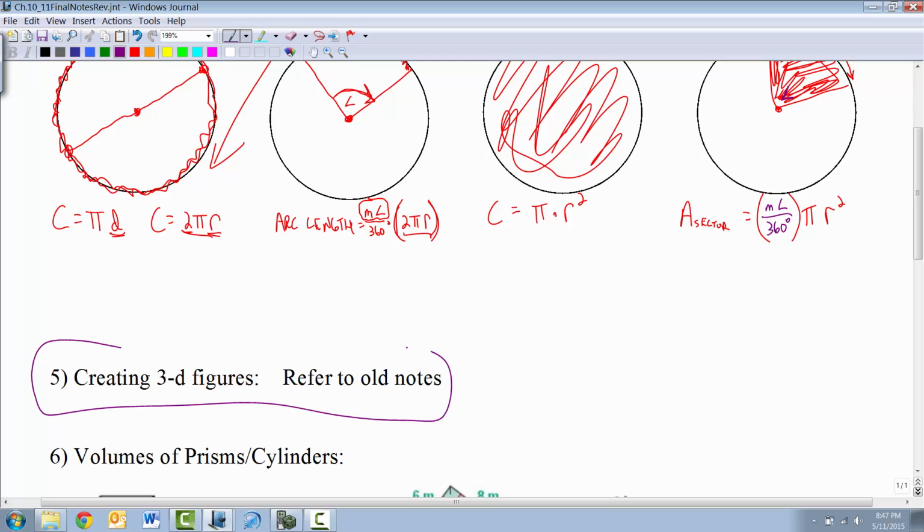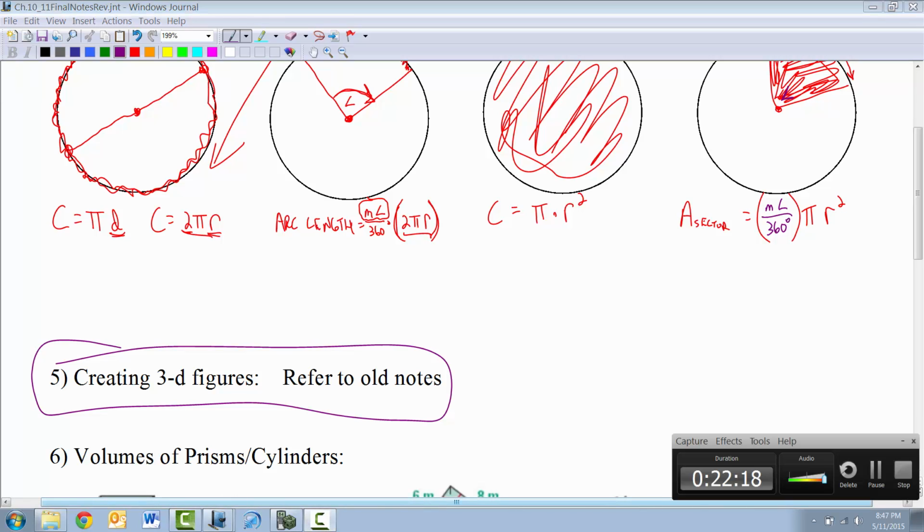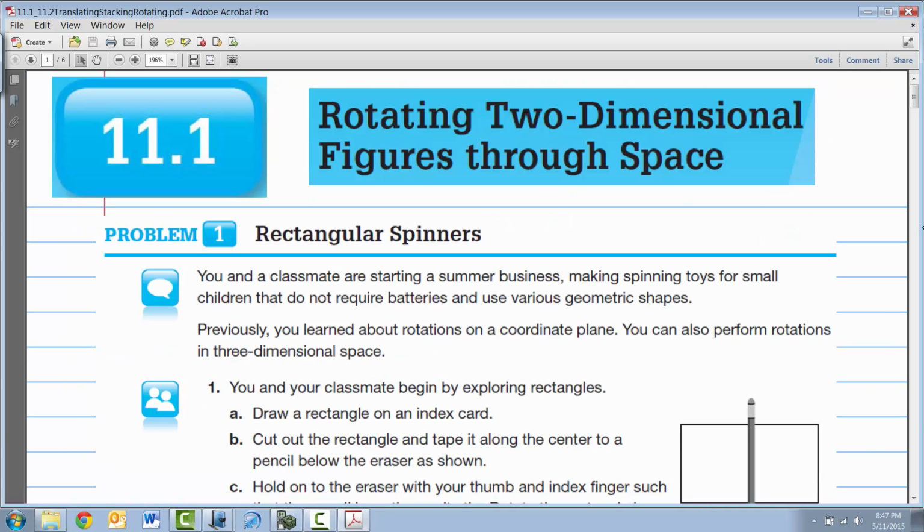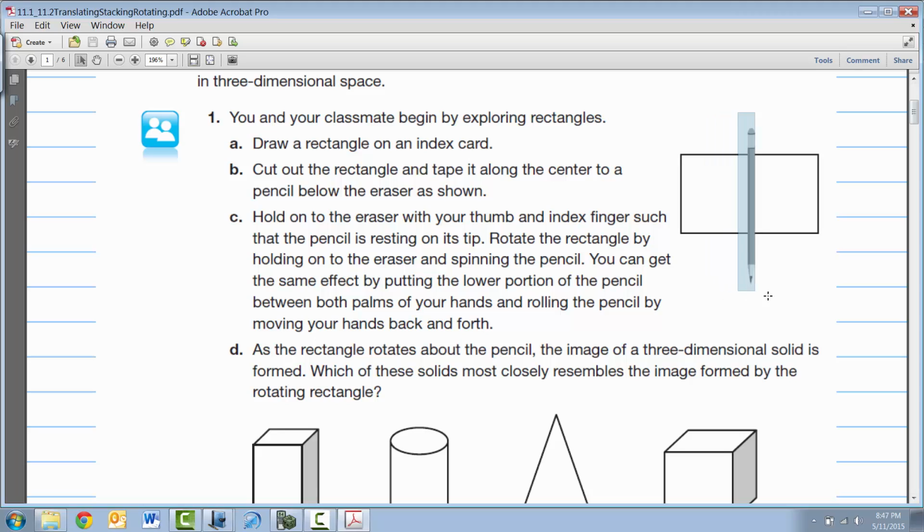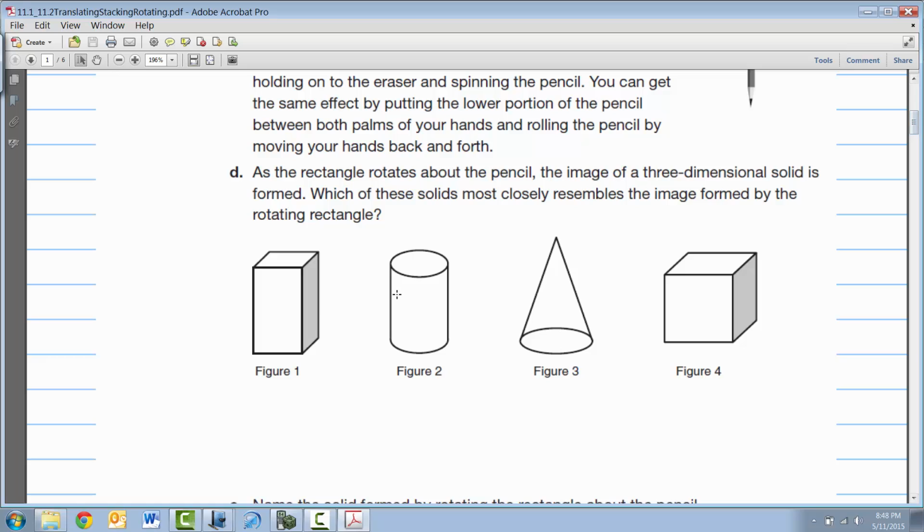All right, I'm just going to give you a little spiel about creating 3D figures. I'm going to refer to old notes and give you the whole idea of what we did there, and you feel free to do with it what you want, and then we'll go on to finding volume. Making 3 dimensions from 2. Remember we did this? I actually sat like a silly person in the middle of the room and spun a pencil with a piece of paper on it. I asked you, what kind of image does that make? And the answer was, believe it or not, a cylinder.